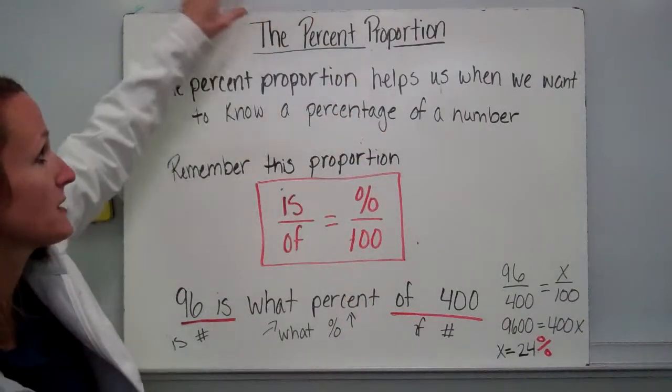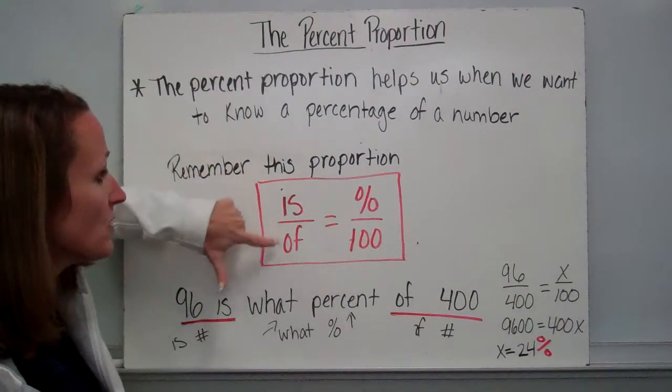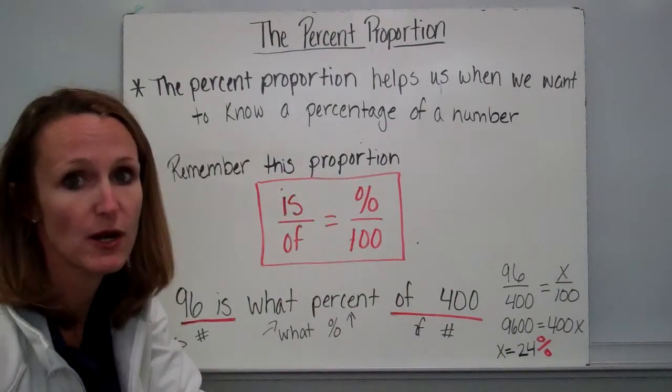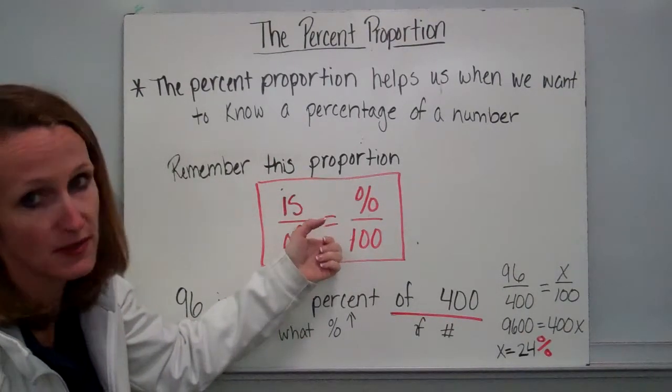So let's do some more examples. Again, this is the proportion you want to remember: is over of equals percent over 100. And the hardest part is going to be deciding what goes here, here, and here. The 100 is not going anywhere.